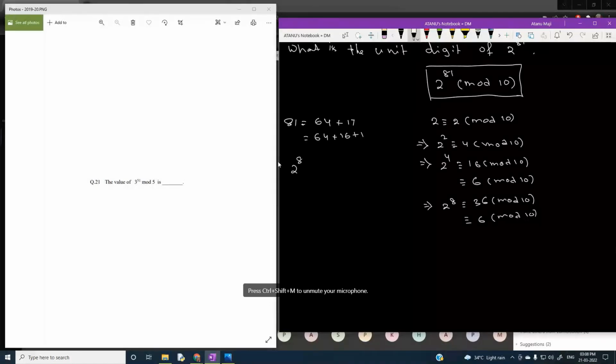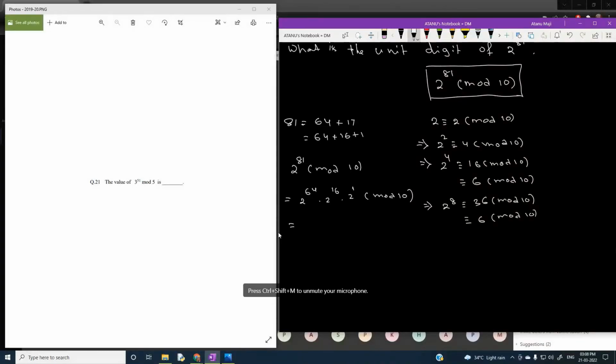81 mod 10, and 81 can be written as 2 to the power 64, 2 to the power 16 and 2 to the power 1. That should be with respect to mod 10. So we have already seen 2 to the power 64, 4 के बाद जितना भी पावर है सब 6 है, 2 to the power 16 उसके लिए भी 6 है, and 2 to the power 1 that is 2. So 6 into 6 into 2 mod 10. So we are getting here 36 into 2, 36 into 2 is 72. So we are getting here 72 mod 10.